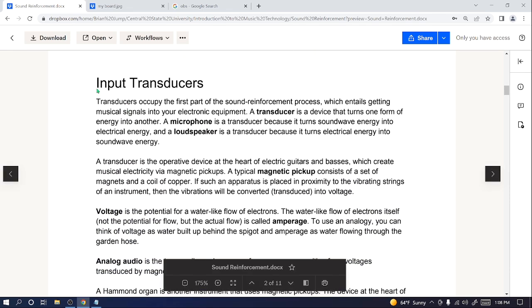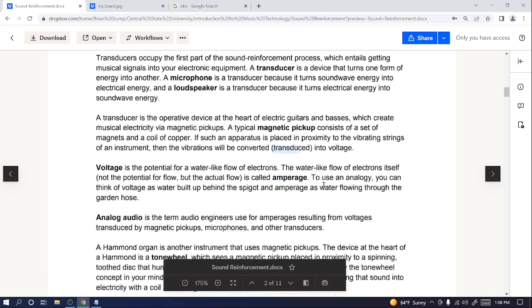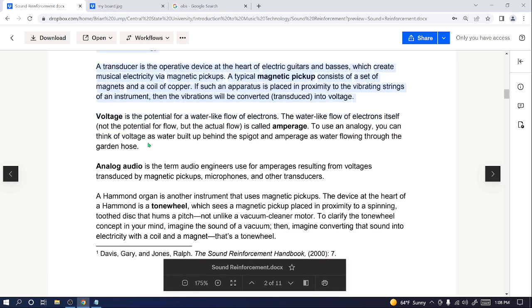Okay, so let's inspect some of the details about each, though I'm fairly certain most of you are familiar with the input transducers. So converting sound energy into electric energy, that's what a transducer does. Microphones and loudspeakers are the most obvious, but of course there are others. Inside electric guitars and basses, there's a magnetic pickup that converts sound into electricity. That's a coil of copper and a magnet. And if you put that in proximity to vibrating strings of an instrument, then the vibrations are converted, transduced into voltage.